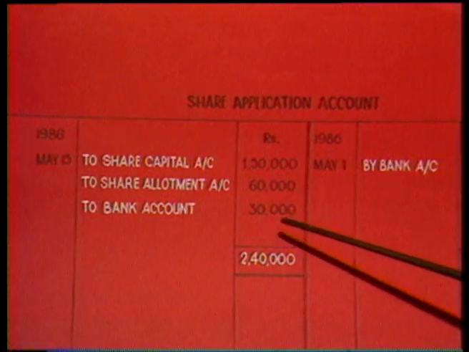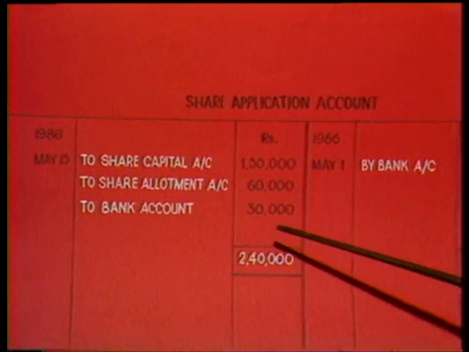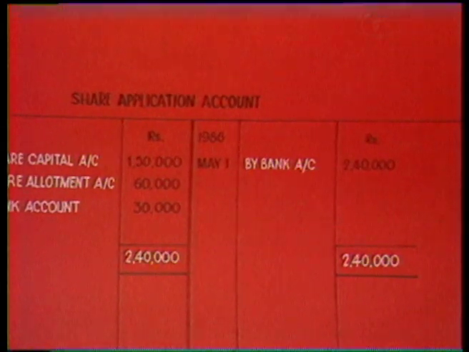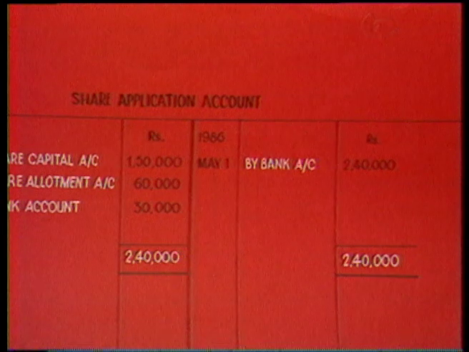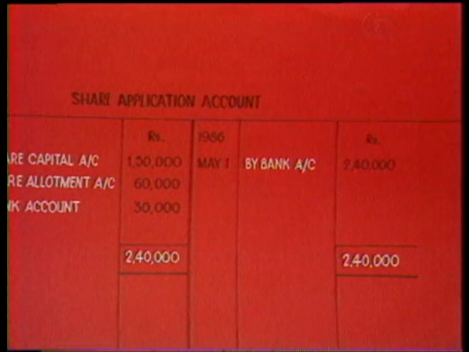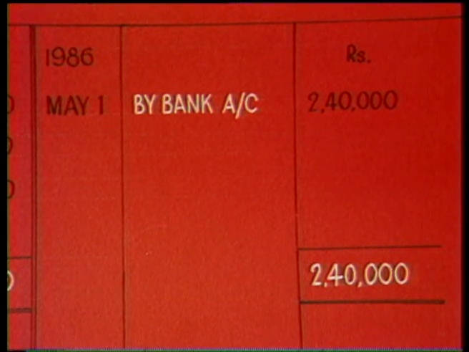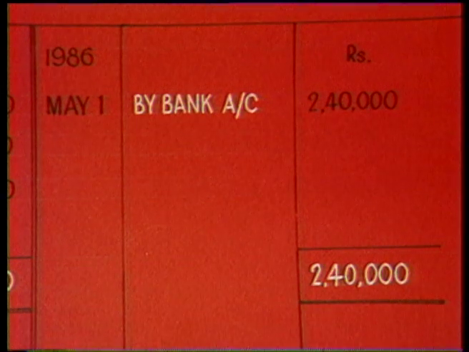Then on the credit side, you have a posting indicating the receipt of the application money of 2,40,000 rupees on the 80,000 shares applied for. This is the first entry in your journal. We get it posted on the credit side of share application account, May 1st, by bank account 2,40,000.